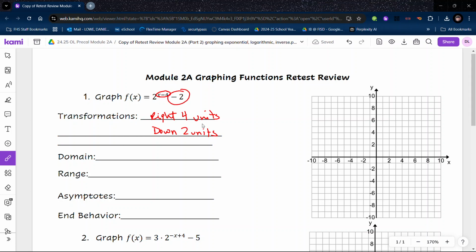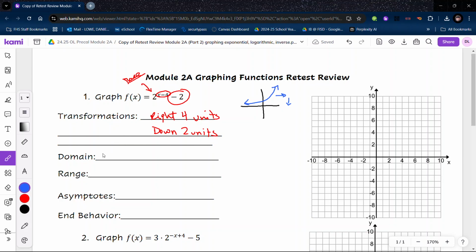This minus 2 is about moving down. I know that this 2 right here represents my base. All right, so this is an exponential function. And in general, the basic shape of the graph that I would expect to have is an exponential growth, but this particular graph is going to be moved to the right and it's going to be moved down.